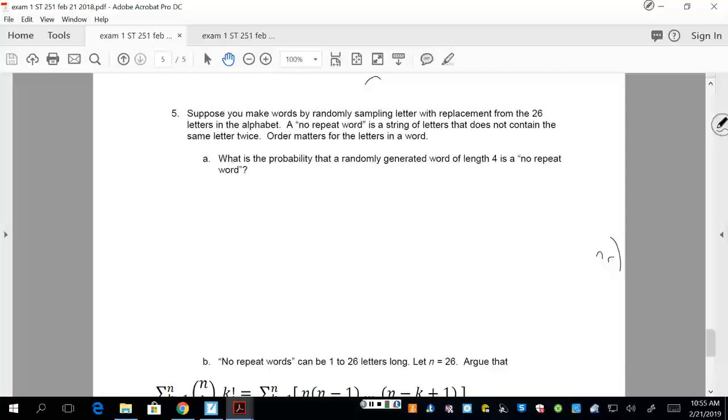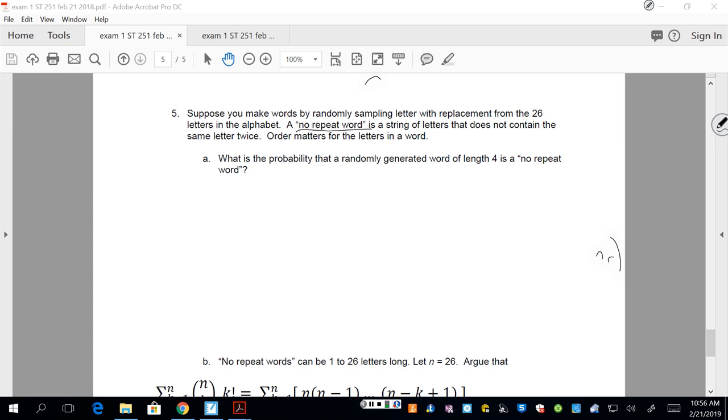So, suppose you make words by randomly sampling letters. It's kind of like the driver's license with numbers, but now with letters. So a no repeat word is a string of letters that does not contain the same letter twice. Right, like cat is a no repeat word, right? But something like cell or ball has repeating letters. Right? And order matters for letters in a word. What's the probability that you randomly generate a word of length 4 that is a no repeat word? Not necessarily that it makes sense, but just that it's a string of letters.